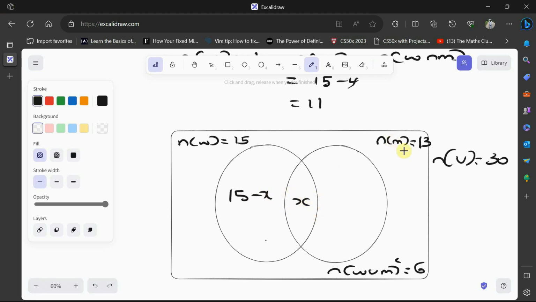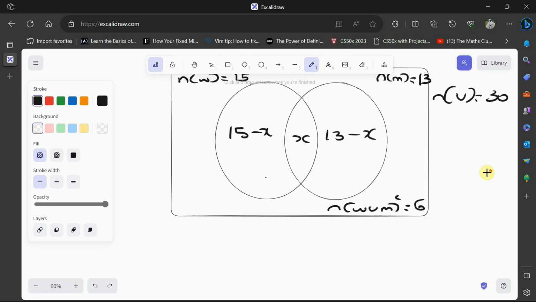And if I want to find the number of people that study metalwork only, I have to remove the guys that are studying both, so that will be 13 minus x. So if I add woodwork only plus both plus metalwork only plus those that don't even study any of them, I should have the exact number of people in the class. So based on that, we'll populate this and say 15 minus x plus 13 minus x plus 6, and that should give us the total number, which is 13.